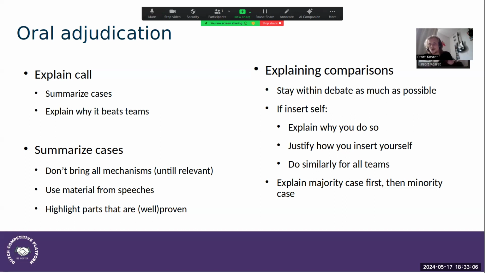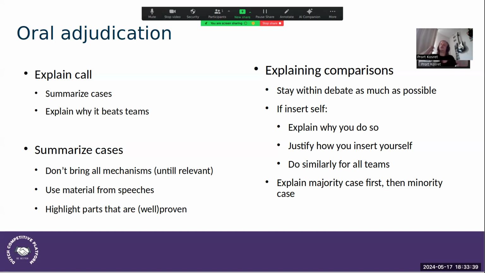And again, I think this is also important, that you try to stay within the debate as much as possible. So if some team says, we win this debate because we talk about the most people and we're having a really big harm, then use that weighing to explain why one team beats another team, if you believe that that is the most accurate weighing that's been given in the debate. Don't insert yourself unnecessarily if there's already material in the debate that you can use to explain a call. But if you insert yourself, what you should do is explain why you insert yourself.